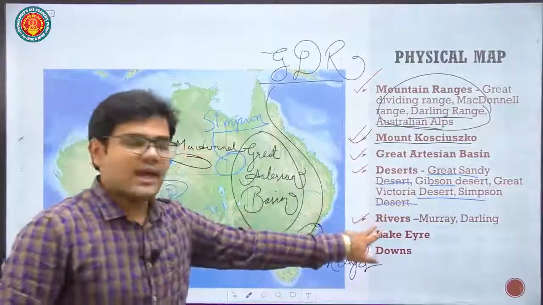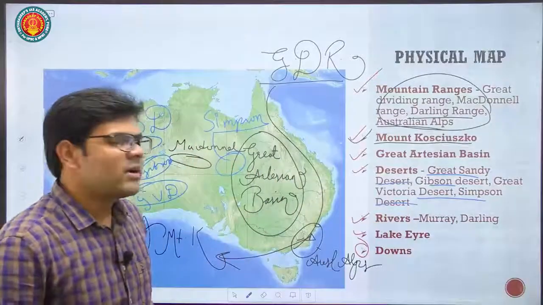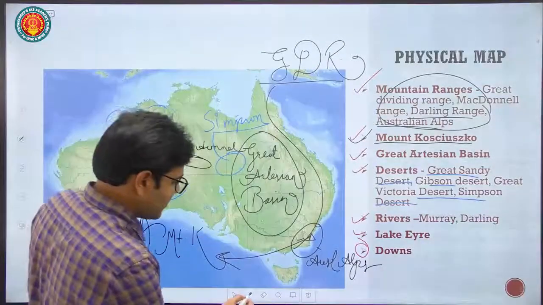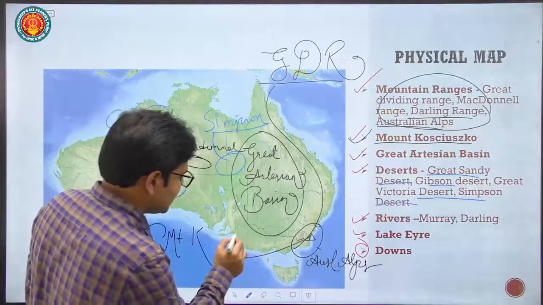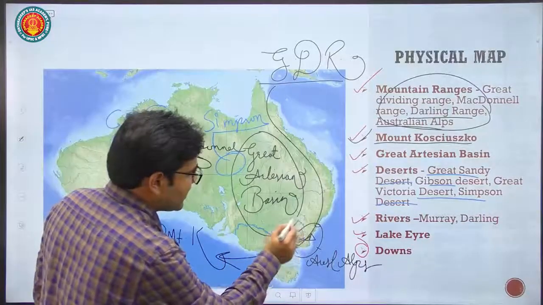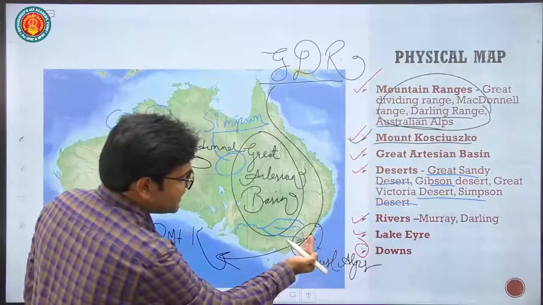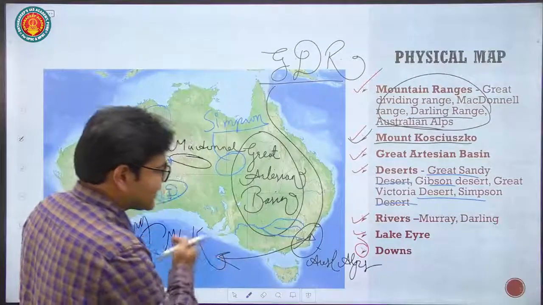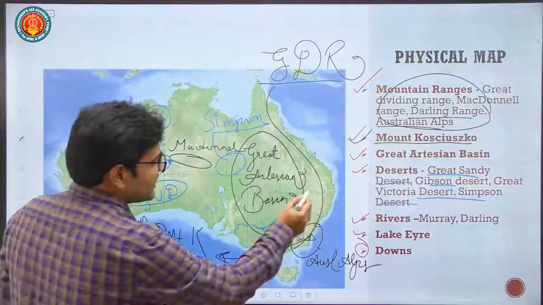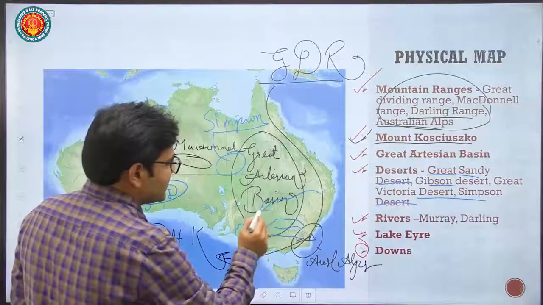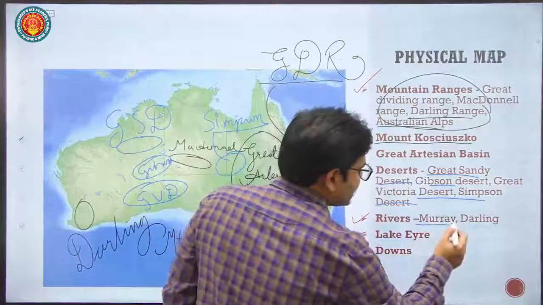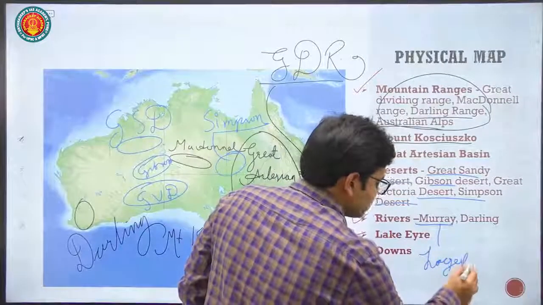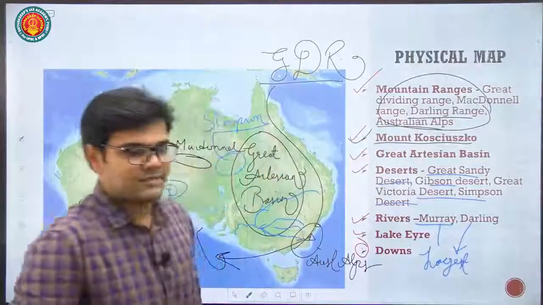Then now it's time for rivers. So there are two important rivers. The longest river, the largest river in Australia is the Murray River. So you can see the River Murray over here. It originates in the Australian Alps. It moves westward and then it discharges itself in the Great Australian Bight. And its tributary, its name is Darling River. So Murray is the longest river, or you can say the largest river, and Darling is its tributary.